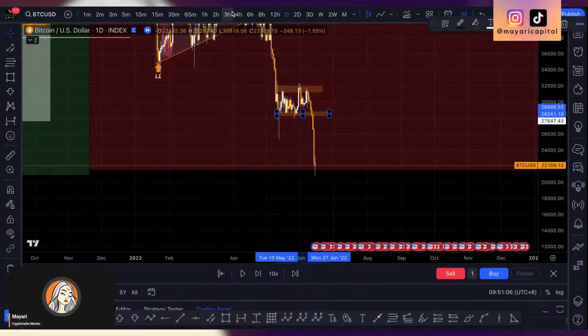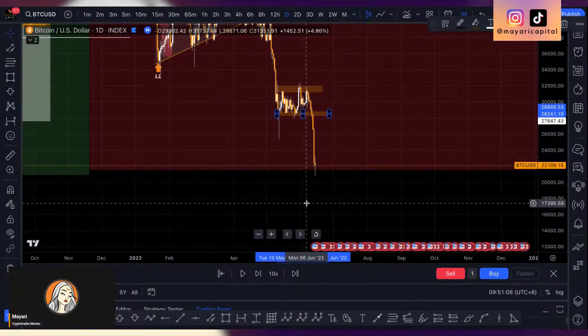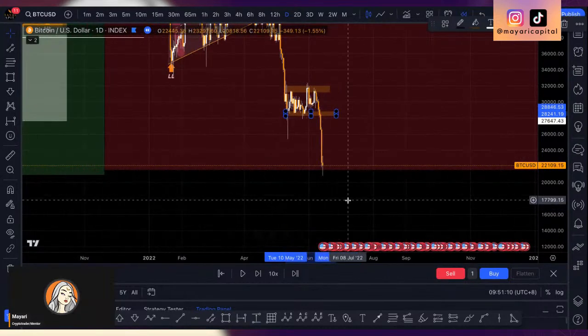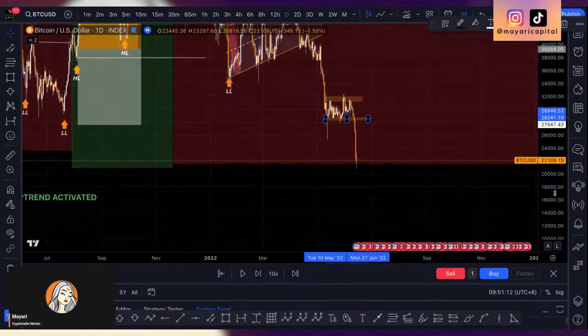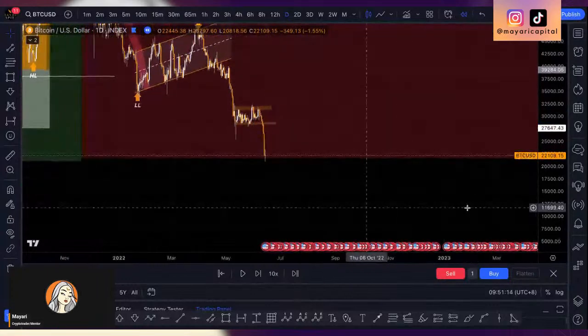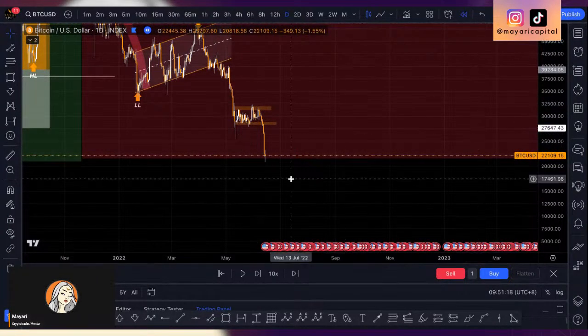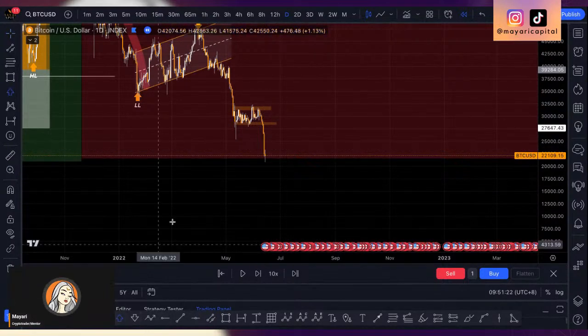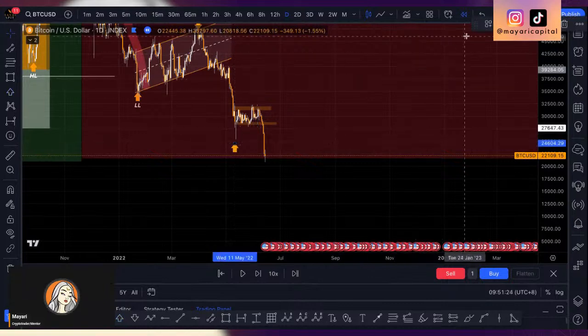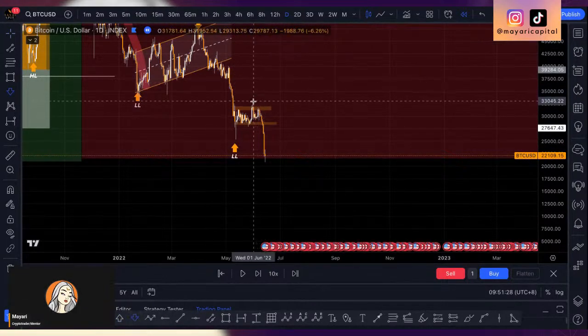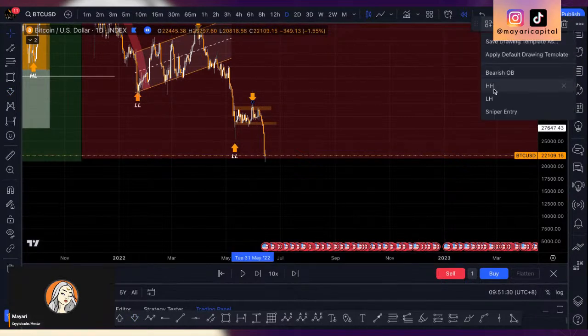If we open that on a lower time frame, it's going to be a big one. But since we are on the daily, it looks so small. But it's a month's worth of movement, okay? So now we have the movement to the downside. So right here is what we consider the lower low. And right here is the lower high.